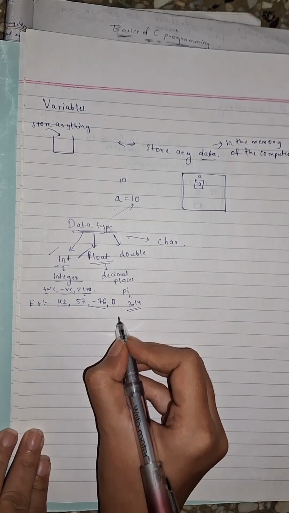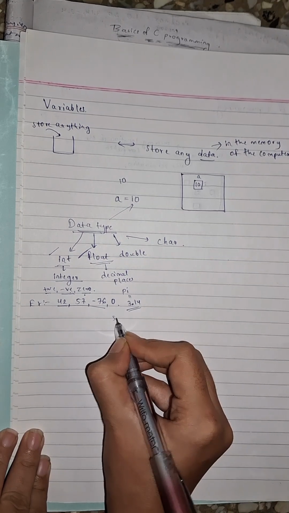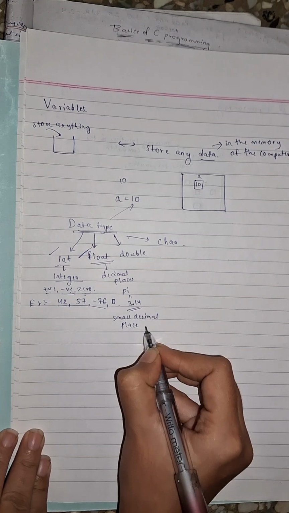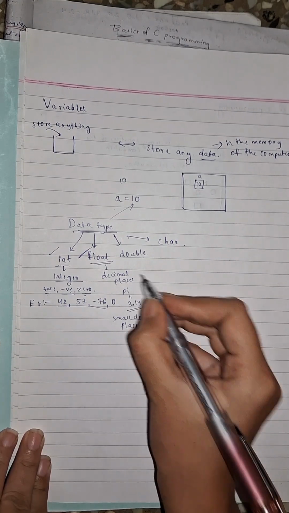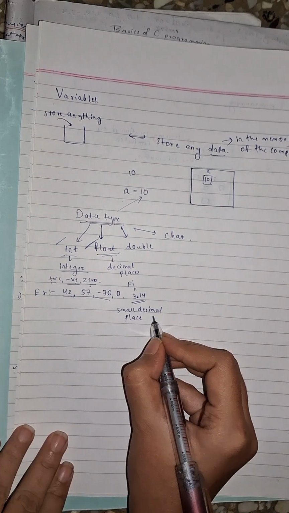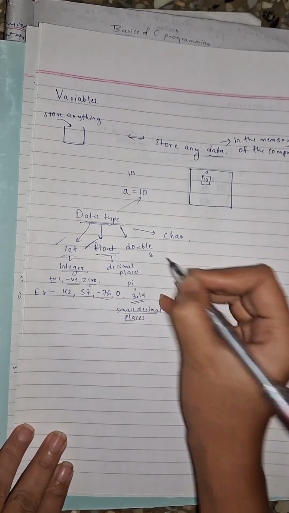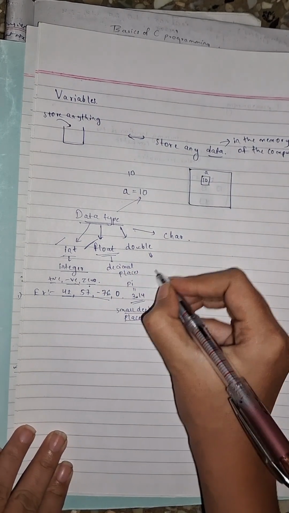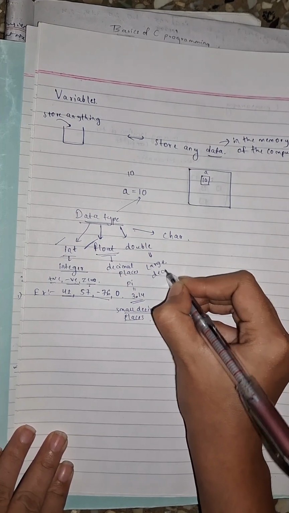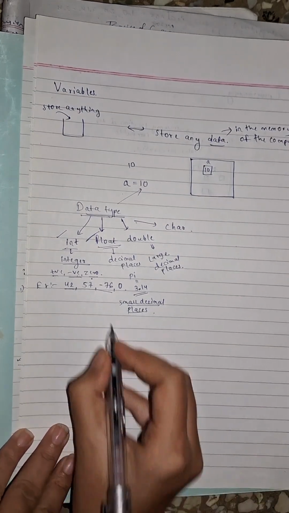Only difference is, here you can store small decimal place values. Okay, I will elaborate. For now, know that float means for small decimal places we use float, and double means large. Large, as the name says it, the value which has large decimal places. Okay, now I will give you an example.